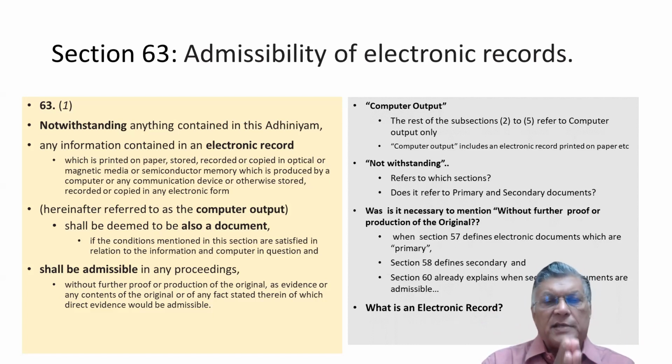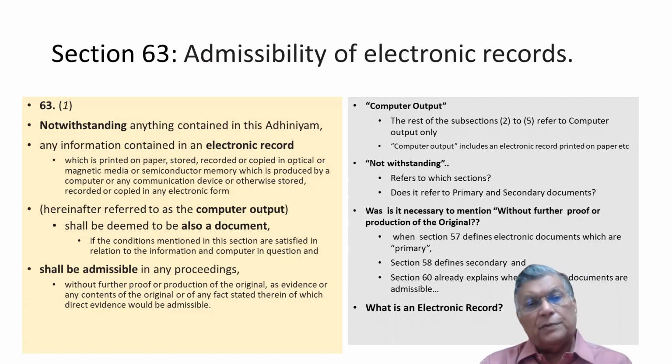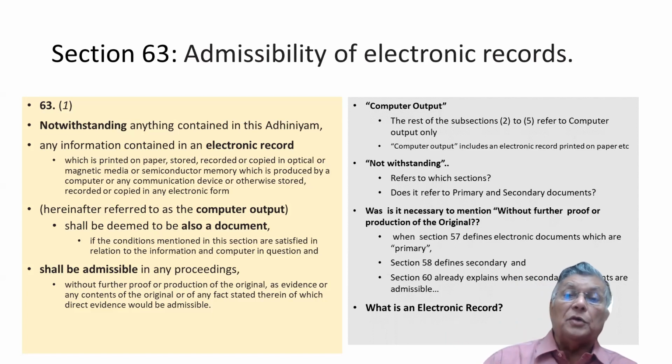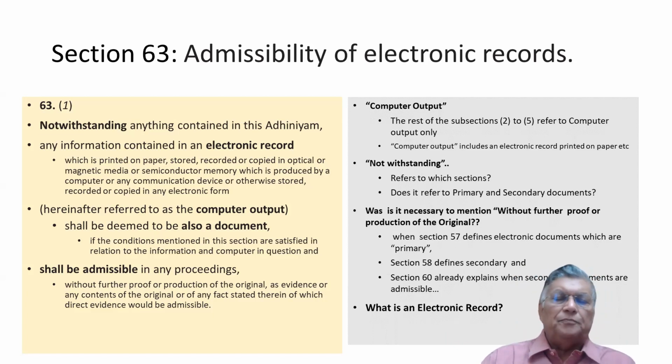Now, this section recognizes that there may be an original, and we are saying that without production of the original, you can accept whatever is discussed in Section 63. So, the existence of a Section 63 certified document, which is an acceptable replacement for the original, is recognized.